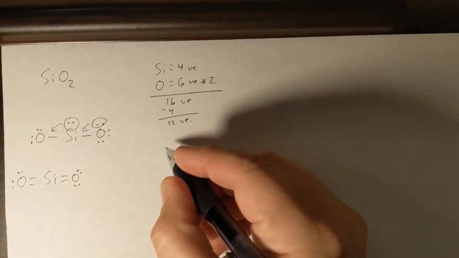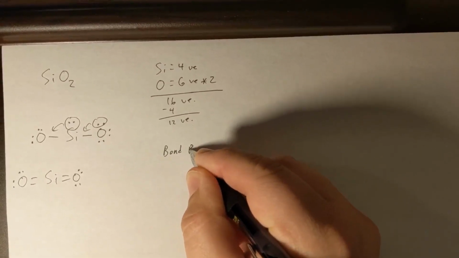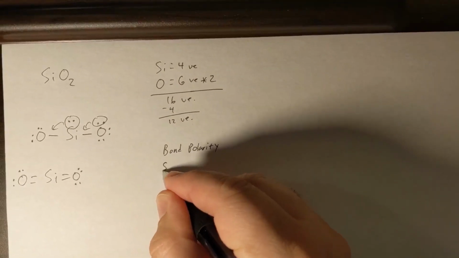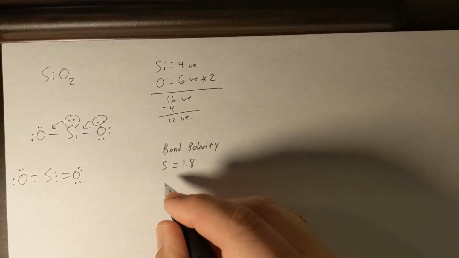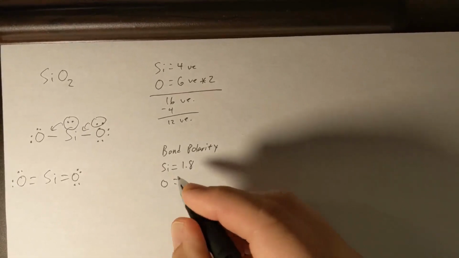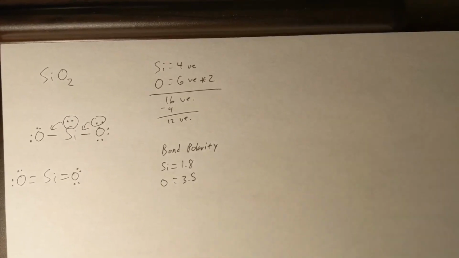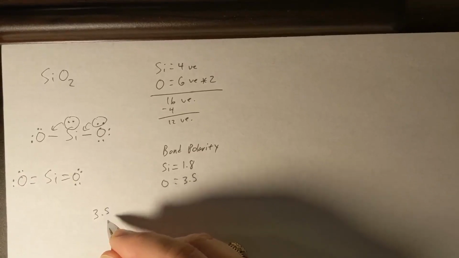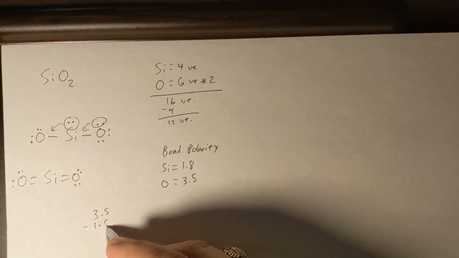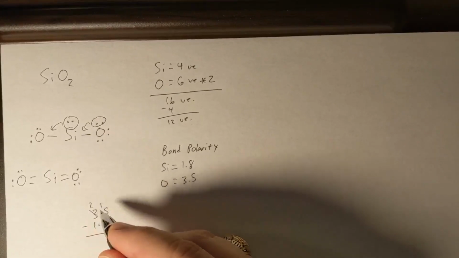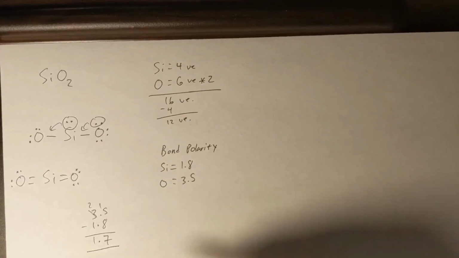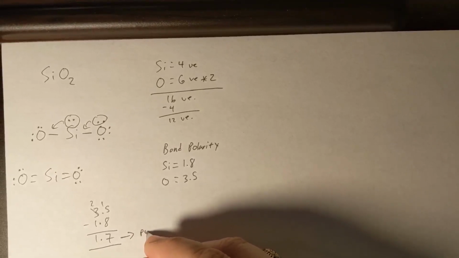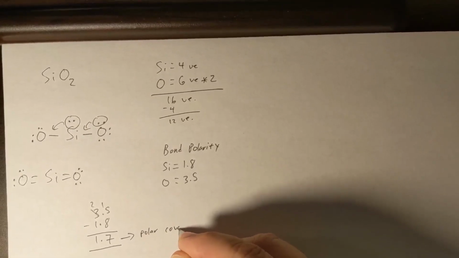To figure out the bond polarity, we'll go to our table and look it up, and we'll see that silicon has a value of 1.8, and that oxygen has a value of 3.5. So we'll just figure out the difference. It'll be 3.5 minus 1.8. So 1.7 is our difference in bond polarity. And so this would be a polar covalent bond.